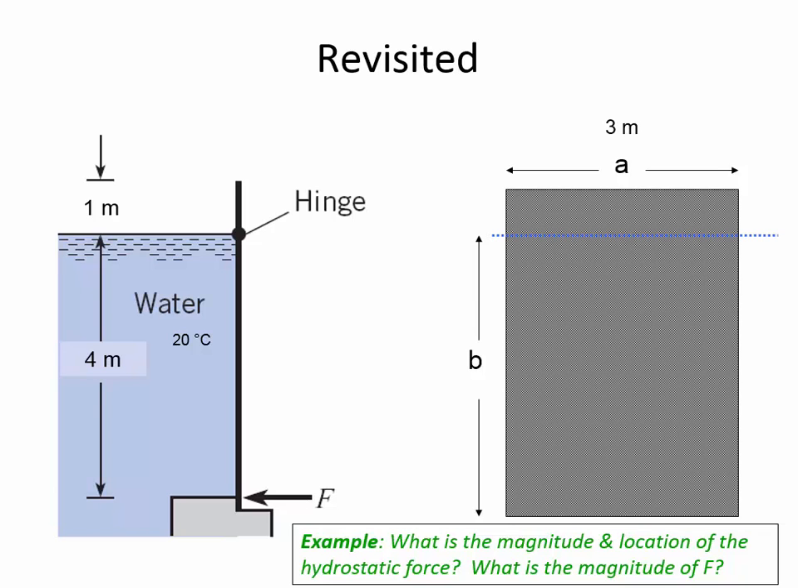The area moment of inertia, I, the formula for that is A B cubed divided by 12. So it is 3 meters times 4 meters cubed divided by 12. So it's 16 meters to the fourth is the area moment of inertia.